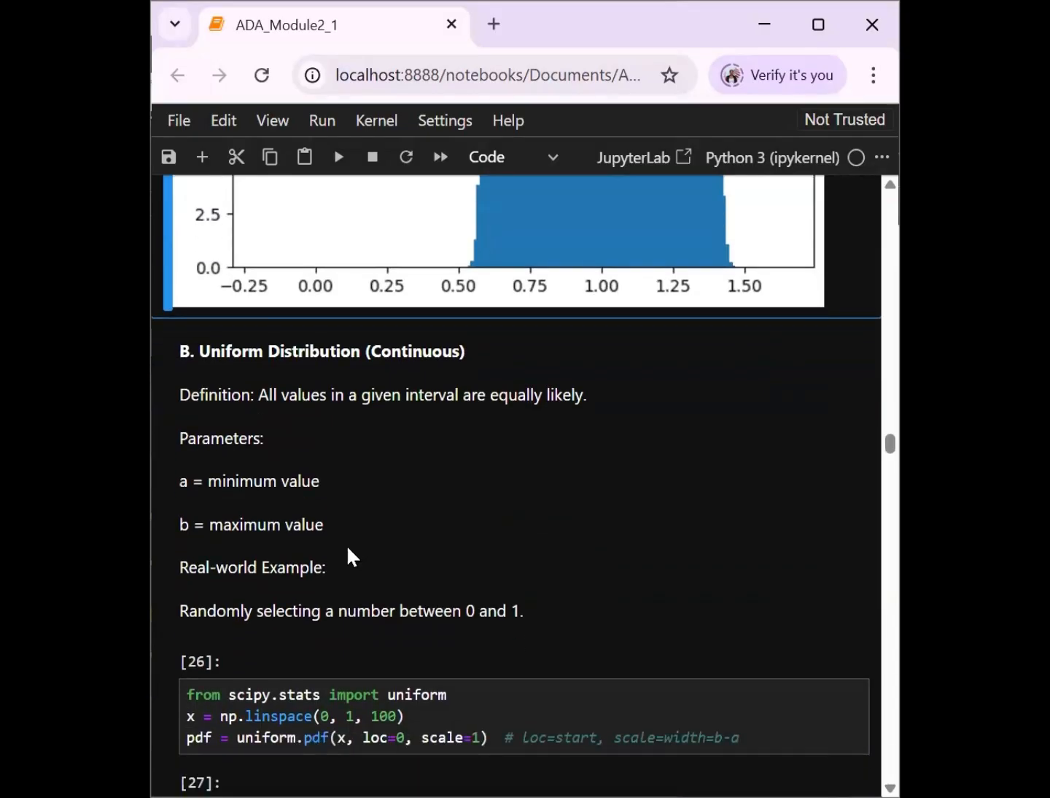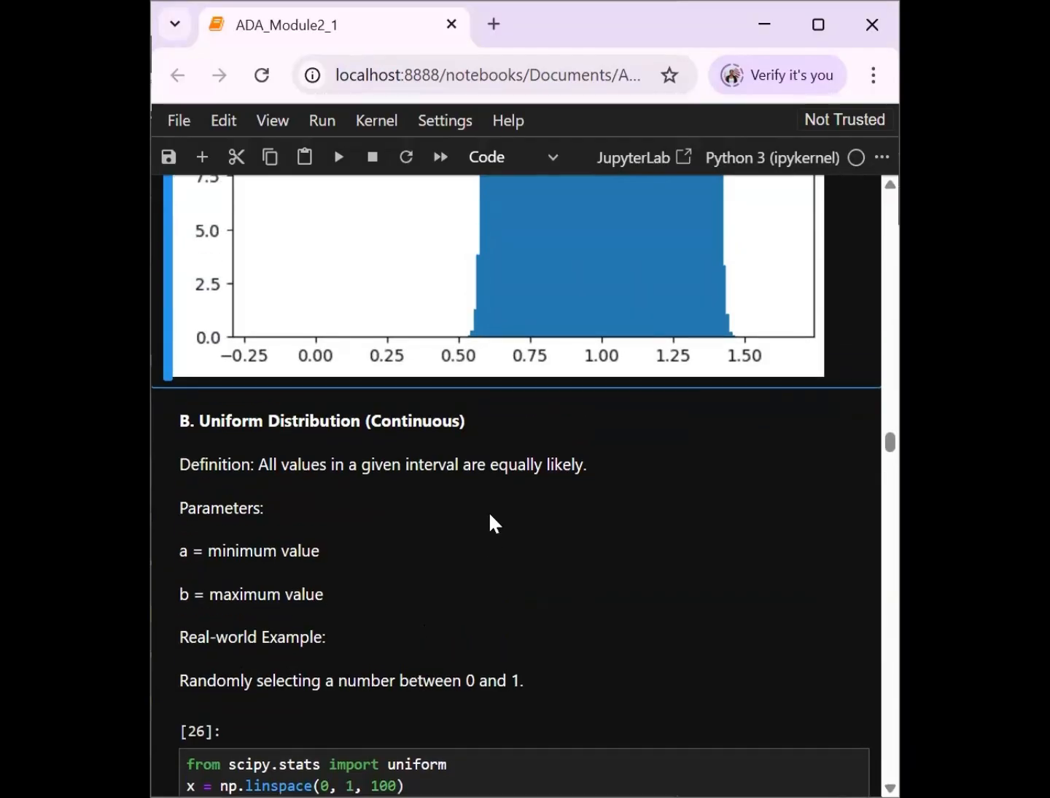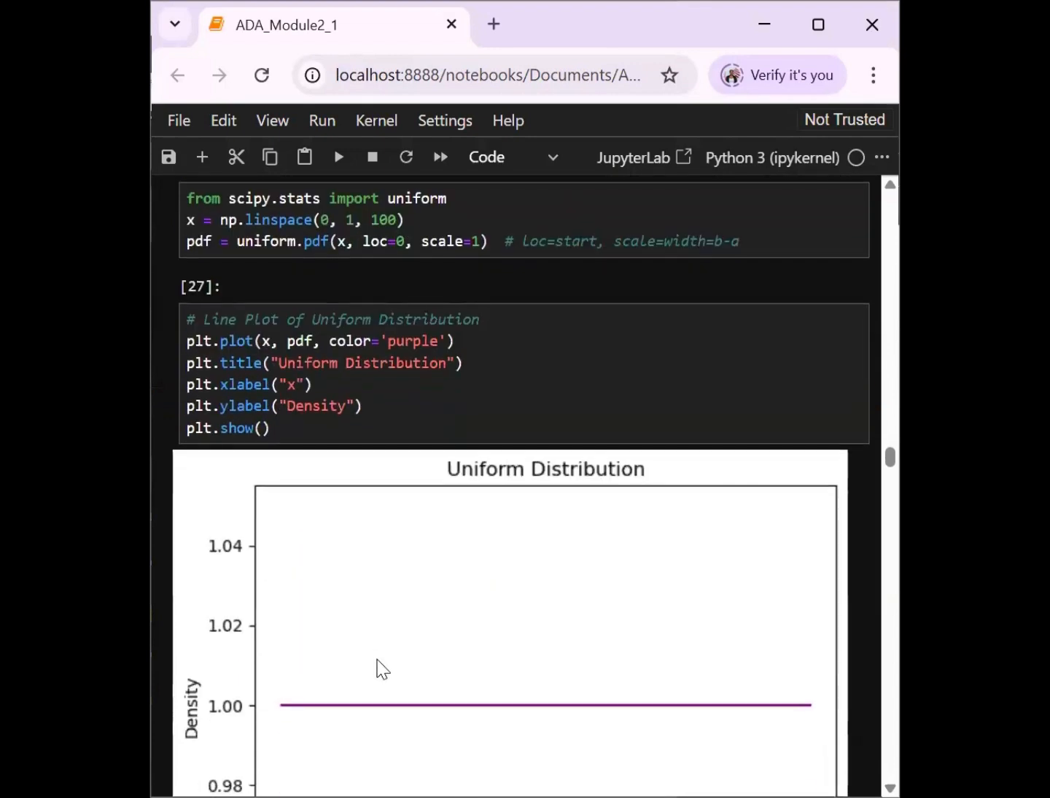The uniform distribution is actually just a distribution. So let's say a number between 0 and 1. It's just lean. This is how it is.